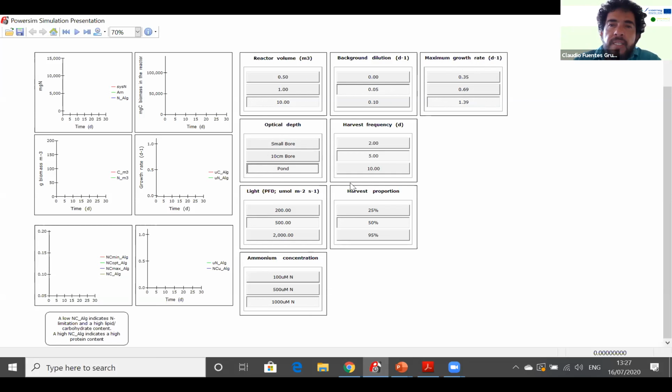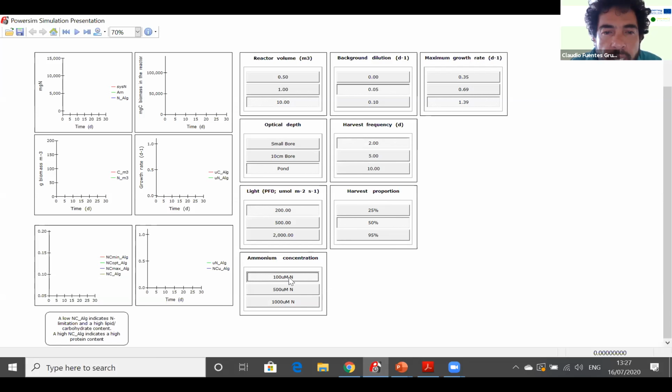And then basically we're going to harvest again. In this case, because it's a high growth rate strain, we're going to harvest the frequency every 2 days. All right, we're going to start in Wales, and it's going to be a 50% harvest proportion, with a minimum amount, in this case, of ammonium concentration. And we will see what happened in here.